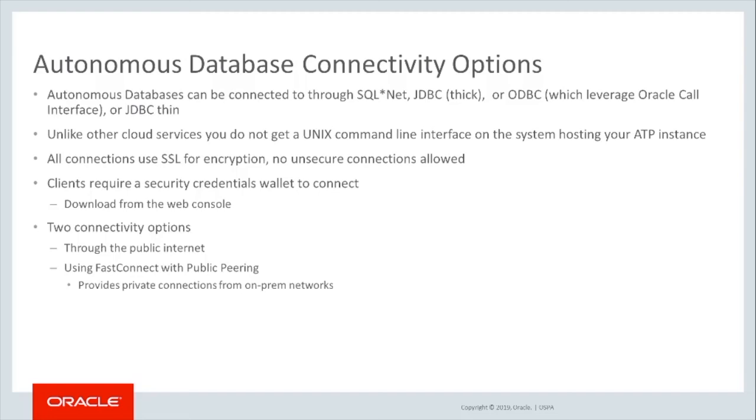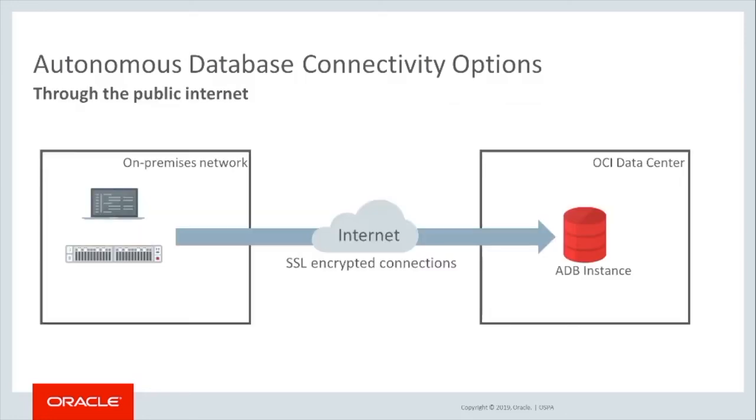There are 2 connectivity options to establish a connection to the Autonomous Database. One is through the public internet directly, and the other is using Oracle's Fast Connect service with public peering. This second option provides private connections from on-premises networks. To review the options, in this example, a connection is established through the public internet between a customer's on-premise network and the Oracle Data Center using SSL encryption.